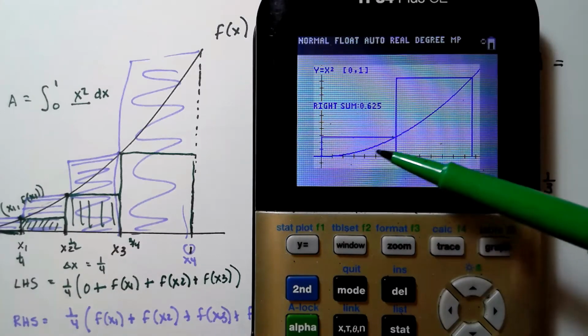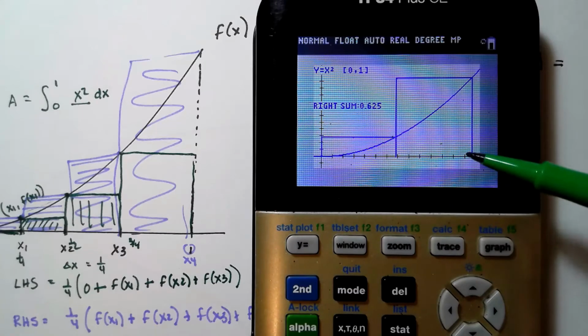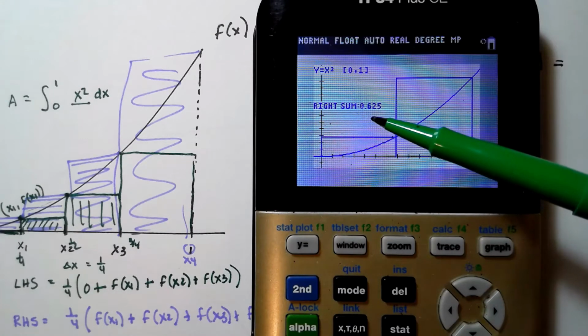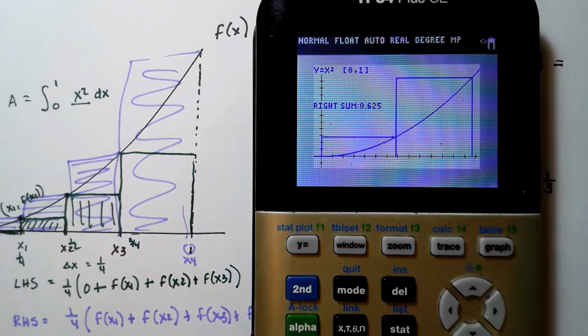going to show you, hey, that's a monotone increasing function. The rightmost endpoints of each subinterval are going to result in an overage, and so here we get 0.625, quite a difference between the left-hand sum and the right-hand sum.